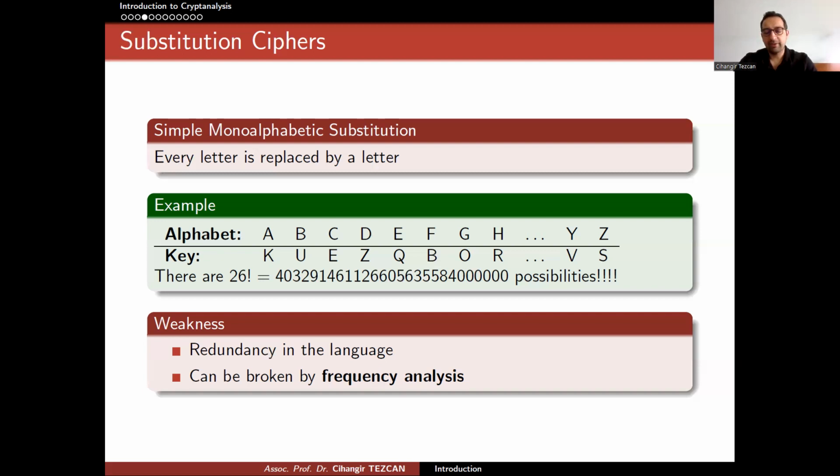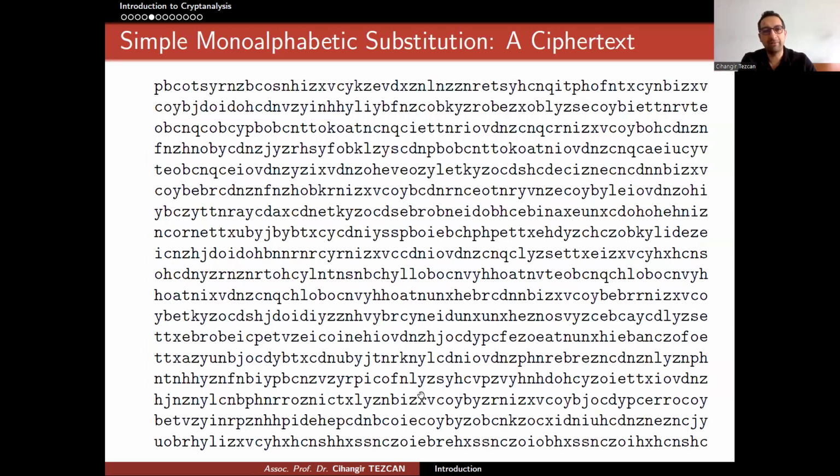If you look at the words written in English, you will realize that the letter E appears more frequently than the others. Okay, this changes from language to language. For instance, in Turkish, A appears the most, and so on. So there is a redundancy in the language. So we can use this information to break the cipher, and this technique is called frequency analysis. So let's see how it can be done.